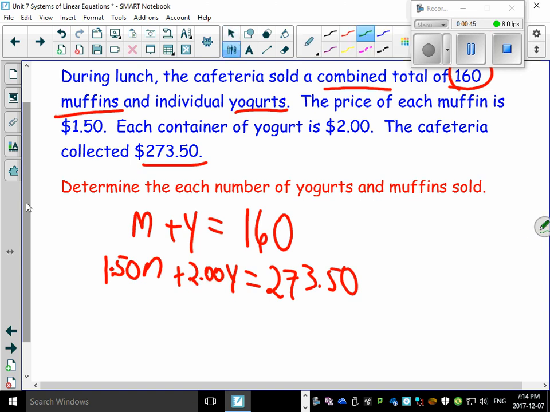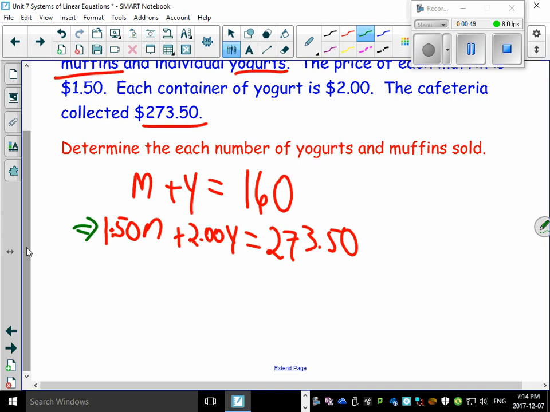You know what I would do right off the bat? Let's get rid of the ugly decimals on this. Let's multiply this by what? Even though I've got $1.50 and I've got $2 here, the smallest decimal is a tenth. So all I have to do is multiply by 10. I don't have to multiply by 100 because then I'll get just huge numbers. I just have to move this one decimal place, so everything gets moved one decimal place.